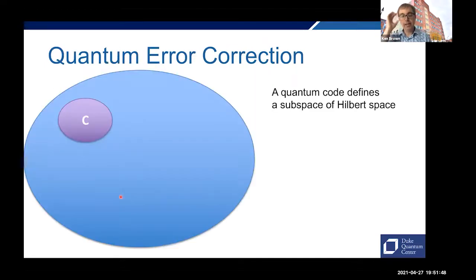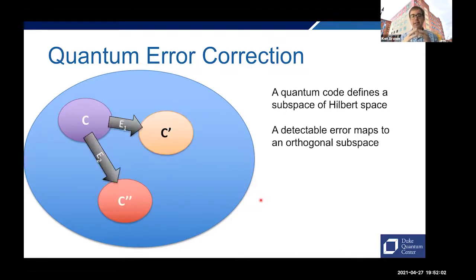So again, graphically, the way I think about it is Hilbert space is some huge space. And then the code space is a subspace in that space. And what an error does is it maps you to a different subspace. And the simplest condition is we need these errors that are independent to map to independent subspaces so that we can correct them, right? That's the most important part, that the errors map to different places.